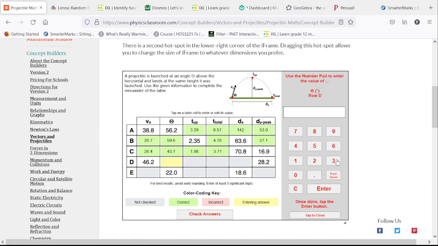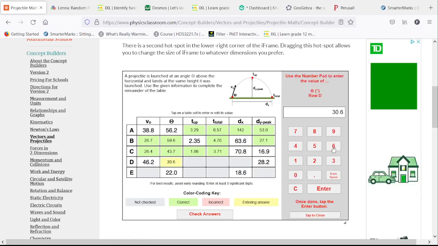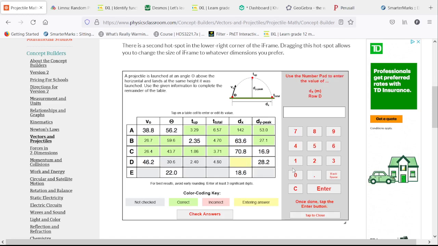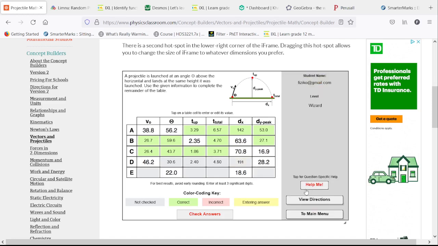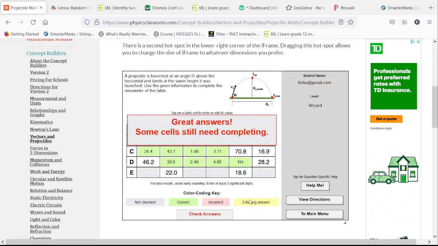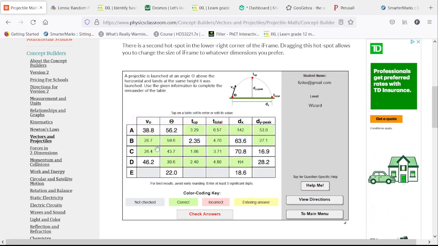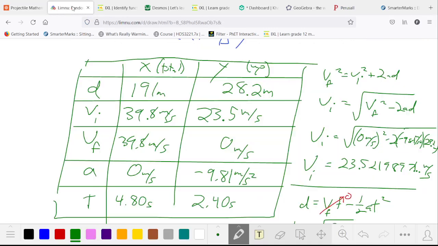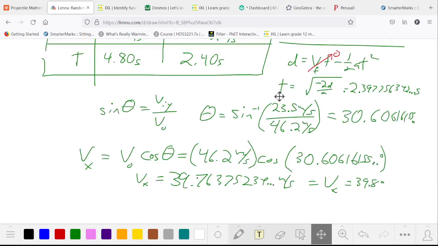Our angle, we said, was 30.6. Our time up, 2.40. Total time, 4.80. And our horizontal distance is 191 meters. All right, so we just have one left. We're given the angle, and we're given the horizontal displacement. Doesn't seem like a whole lot.